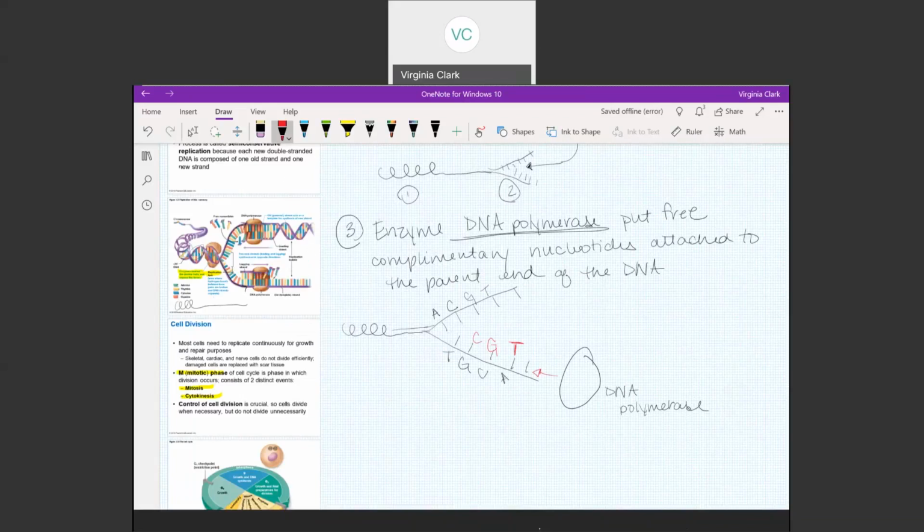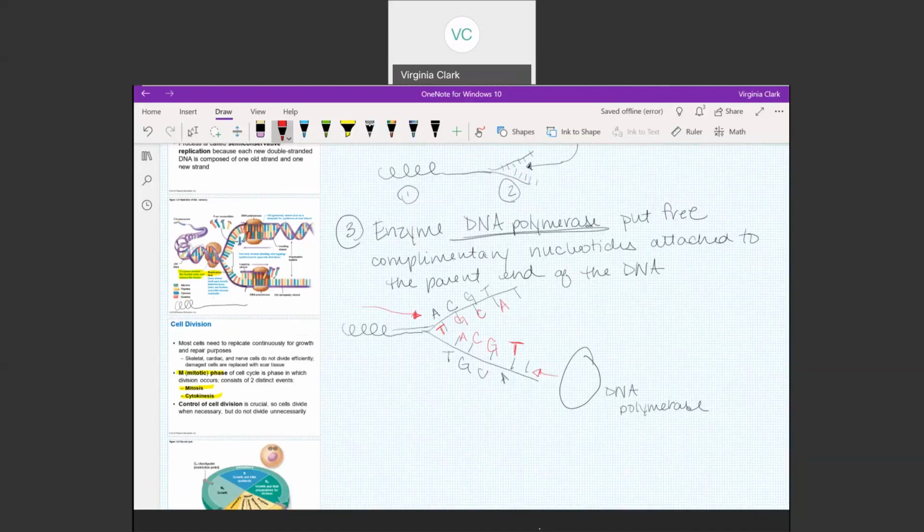Then you're also going to have another DNA polymerase that is going to come this way. As it's doing that, that's what we mean when we say the parent end of the DNA. So it's going to come down this way, and to this A it's going to add a free complementary nucleotide. That is a T. This C is going to be added as a G. The G is going to have a C added, and the T is going to have an A added.